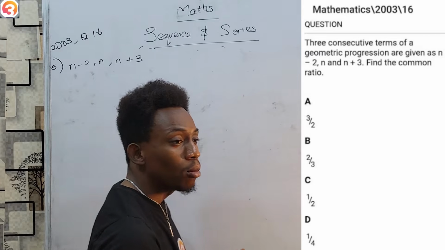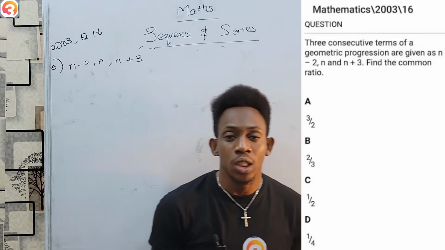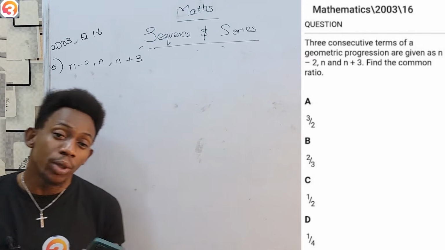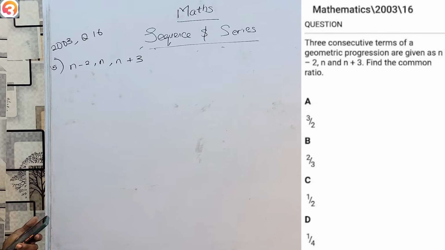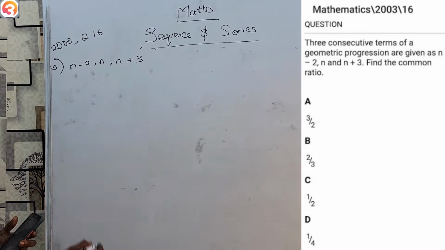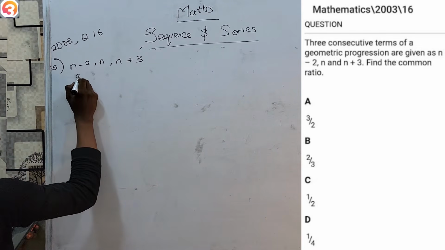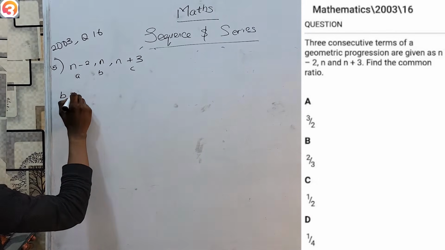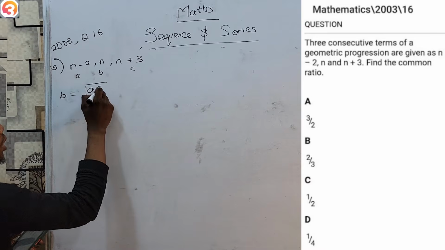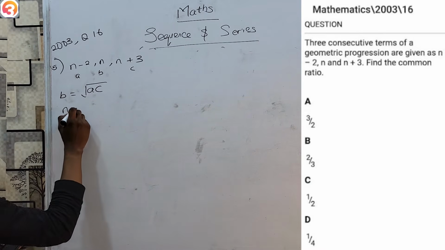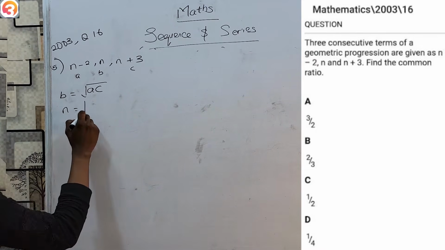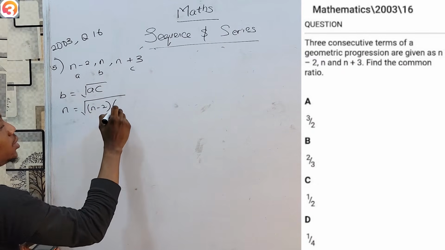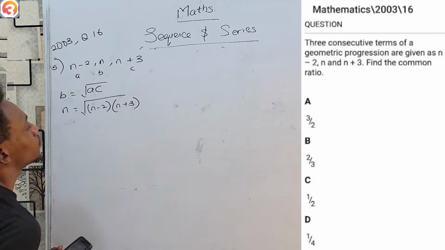Whenever a question comes to this form, your mind must go to the mean. If it's an AP, you're thinking about arithmetic mean. If it's a GP, you're thinking about geometric mean. And then specifically, they told me this is a geometric progression. I remember, therefore, this is my first term, A, B, and C. And we know that for a geometric progression, B was the square root of AC. Well, B is n. And that would be the square root of A, which is n minus 2, times C, n plus 3.